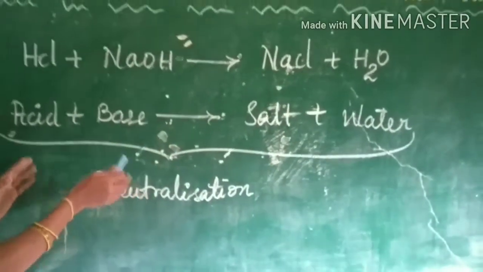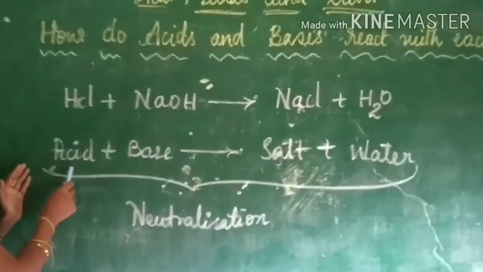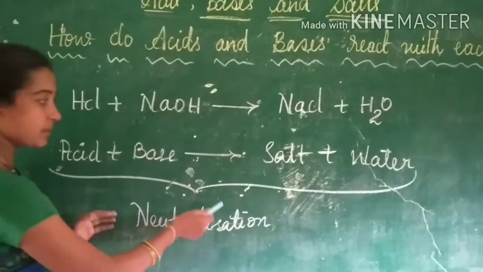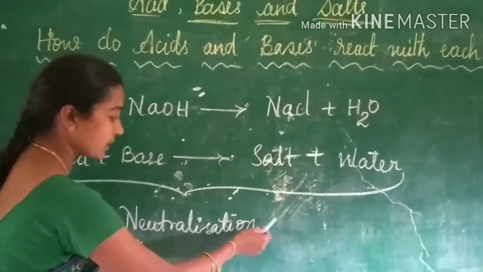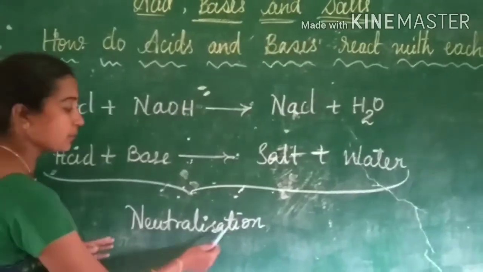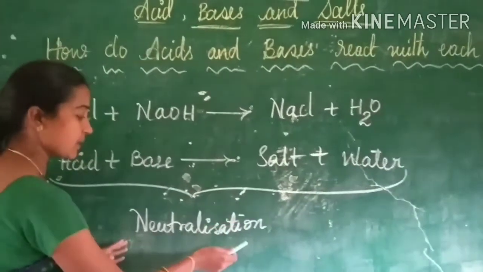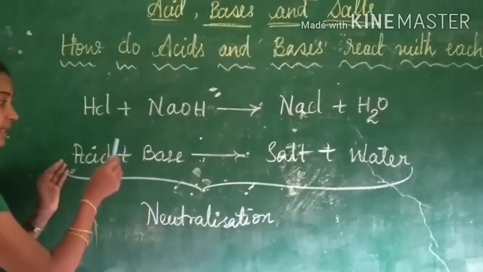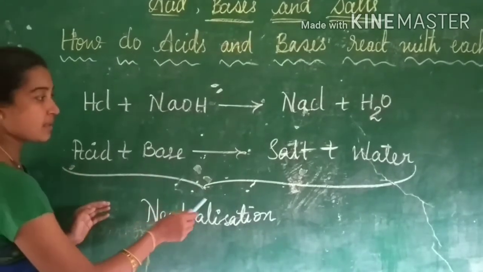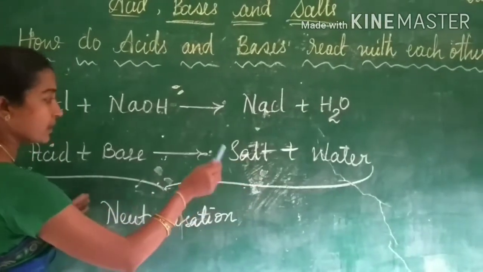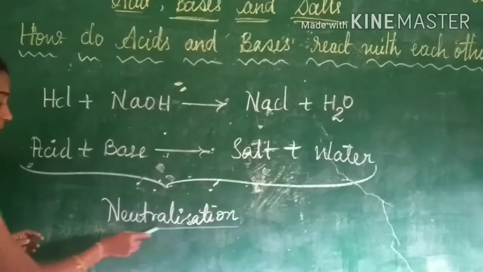The process of the reaction between an acid and a base to produce salt and water is called neutralization. Listen children once again. When an acid reacts with a base, it produces salt and water. That process is called neutralization.